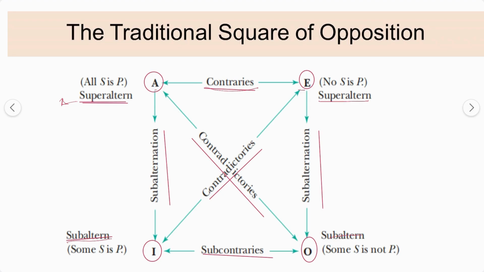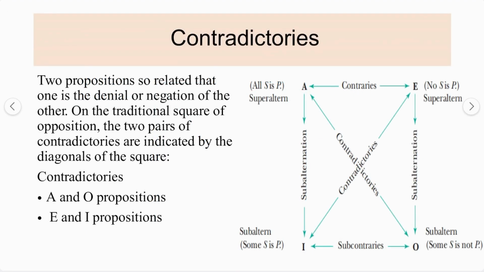Now let's start with the contradictories. Two propositions so related that one is the denial of the other, meaning if the A proposition is true, the O proposition would be false, and if the E proposition is false, the I proposition will be true. So one is the denial of the other. On the traditional square of opposition, the two pairs of contradictories are indicated by the diagonals. So this is the diagonal part of the square, right? ये आपका contradictories हो जाएगा: A and O propositions, E and I propositions.